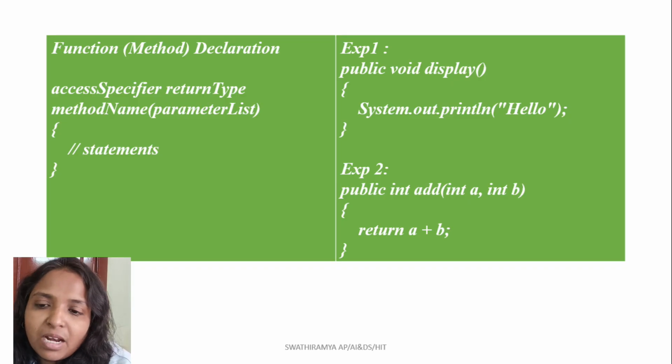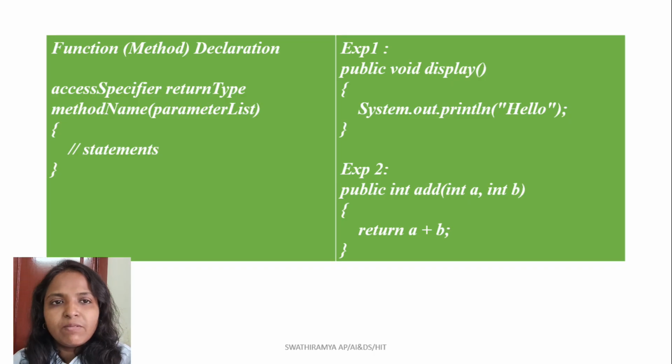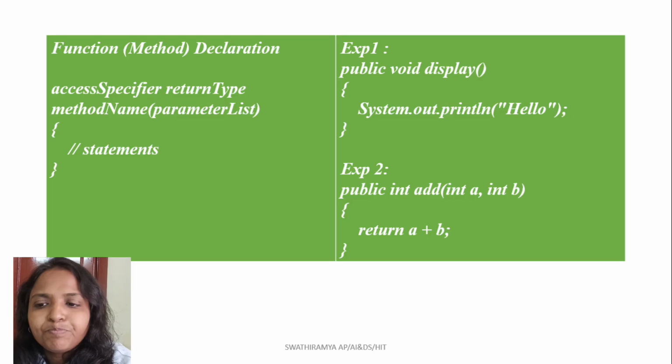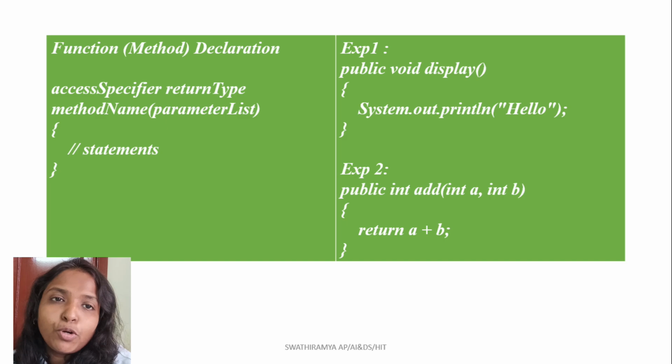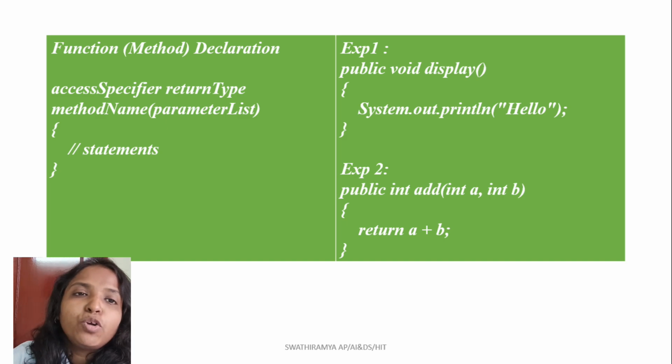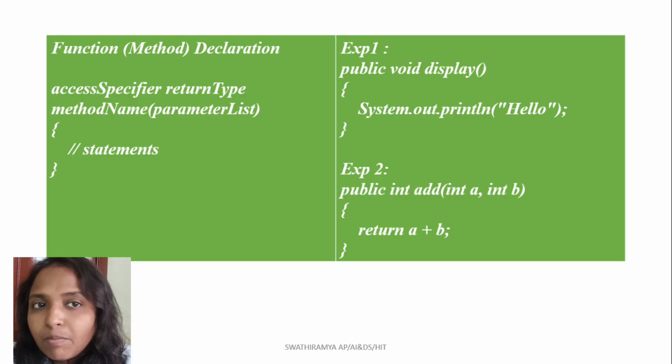Inside the println function, if you put anything inside double quotes, it will be displayed as a string. I have given hello, so whenever you call this function, the hello statement will be displayed. In example 2, the access specifier is public, but the return type is an integer. The integer data is going to be given back by this function.